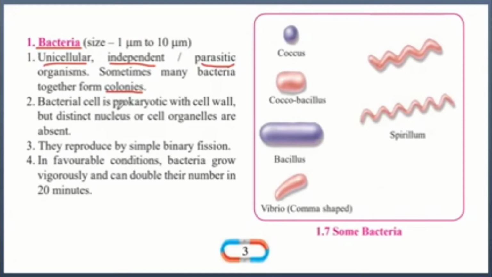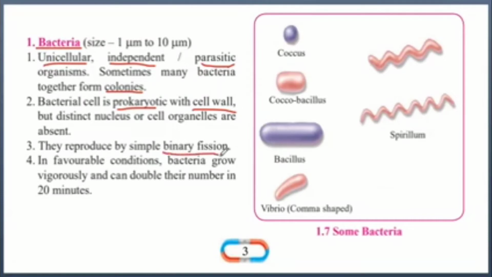Bacterial cell is prokaryotic with a cell wall. So they are prokaryotic, that is, their cell organelles are not organized, and these have a cell wall but a distinct nucleus or cell organelles are absent. That's what makes it a prokaryotic organism. They reproduce by simple binary fission.